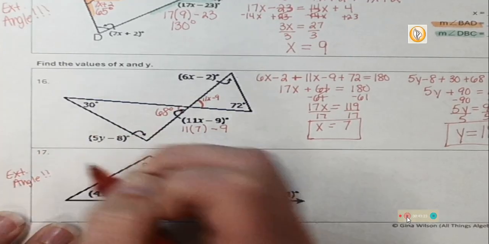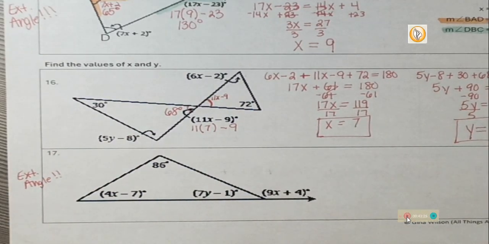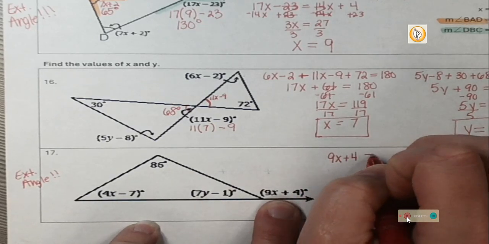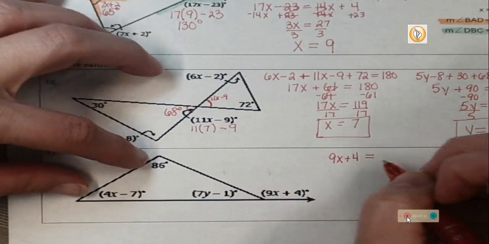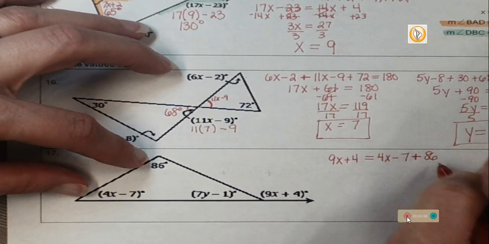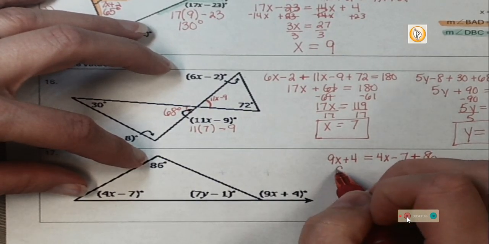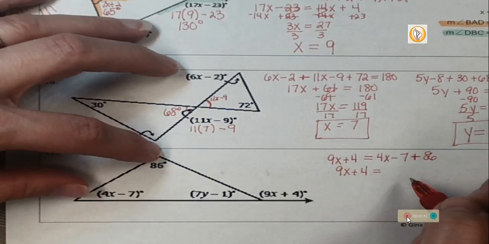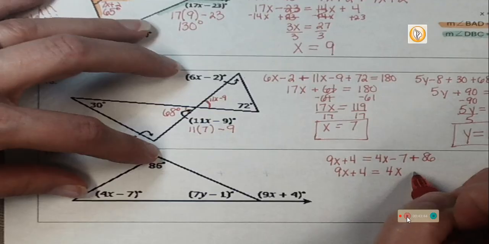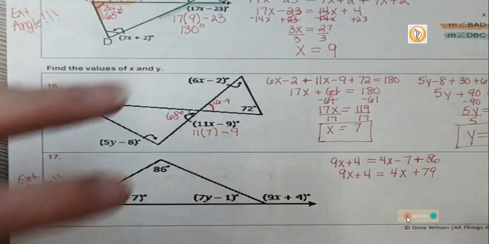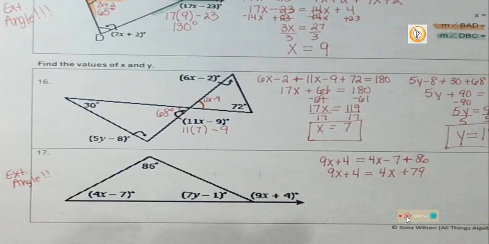Okay? The exterior angle theorem says that this exterior angle, 9x plus 4, equals the sum of these two. So 4x minus 7 plus 86. So 9x plus 4, a lot of you are really good at this, and you would have said, oh, I can just add these and get 4x plus 79. That's fine. I write it out so you can see where I get it from. Okay, so then I keep solving.